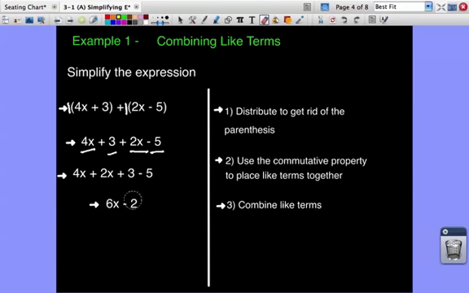I cannot simplify this anymore. I do not get a single number answer. This is my final answer. It does not go down to just one number, because these are different types, these are not like terms, so I cannot simplify it any further. So the final answer would be 6x minus 2.